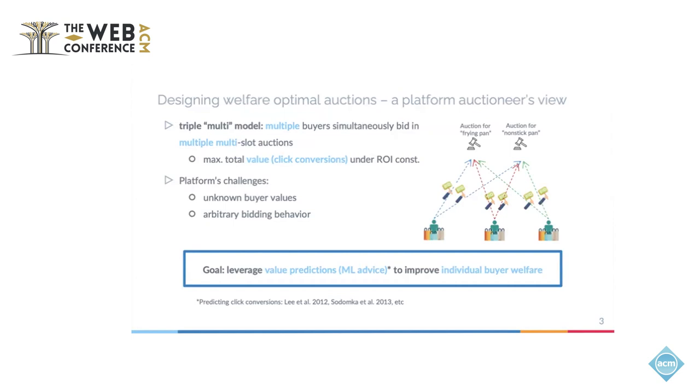Our goal in this part is to leverage machine learning predictions or machine learning advice on the buyer values to improve individual buyer welfare. And I want to remark that there are a ton of outstanding works that develop such prediction models for these buyer values, as some of the talks previously mentioned.